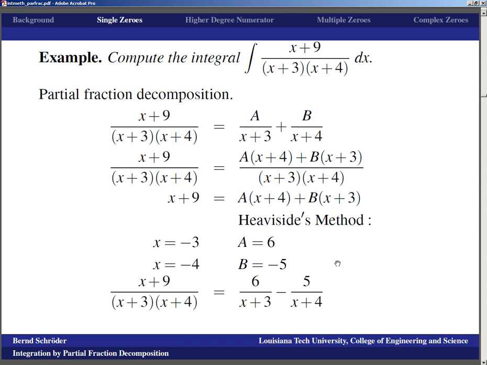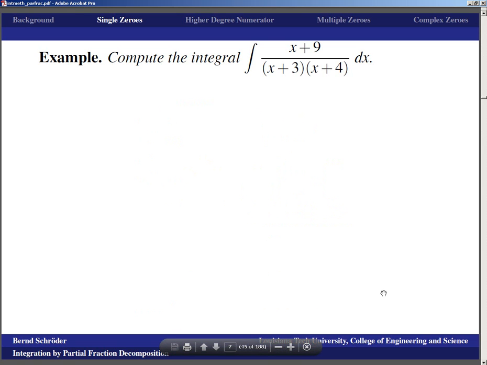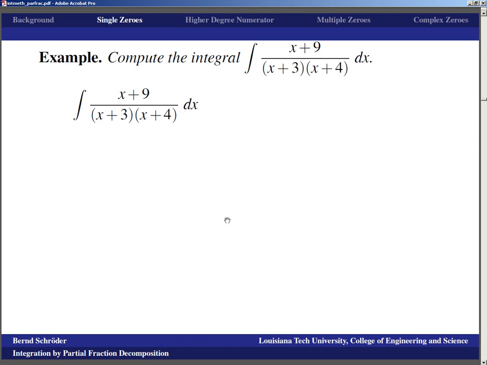And so that means that our original function, x plus 9 over x plus 3 times x plus 4, is actually equal to 6 over x plus 3 minus 5 over x plus 4. And we can use that now in solving the integral, because now we just say that the integral of our function is the integral of 6 over x plus 3 minus 5 over x plus 4. And these are easy integrals.